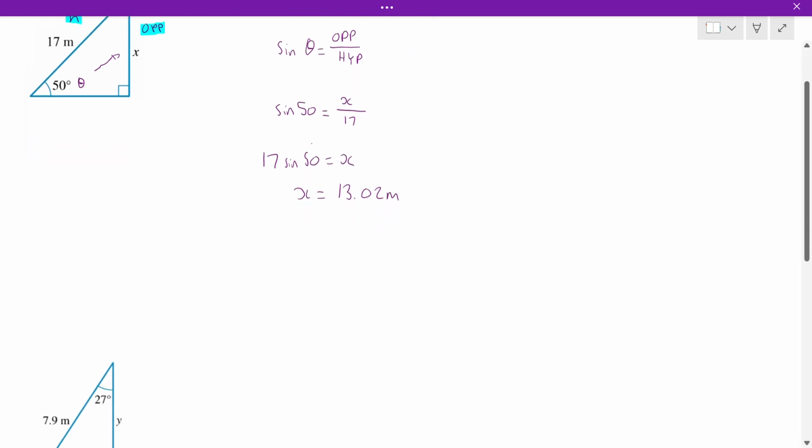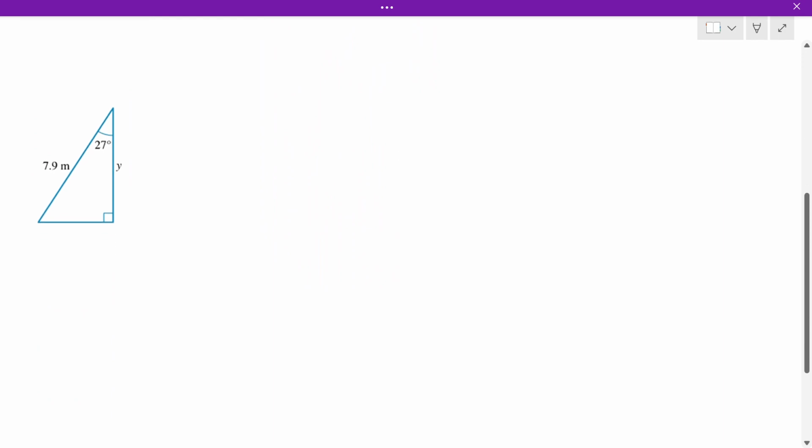Okay, let's have another example. This time we've got our hypotenuse, we've got our angle theta, but this time we're not dealing with the opposite side, we're dealing with the adjacent side. So if I write out all three of my ratios again, SOH CAH TOA, I'm looking for the one that contains the A and the H. So the one that contains the A and the H would be my cosine. So we've got cosine of theta equals the adjacent divided by the hypotenuse.